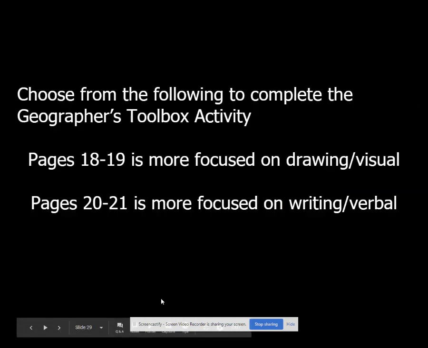Okay, here's the point where you're going to go to pages 18 and 19 or 20 and 21. The choice is yours. So turn to page 18.